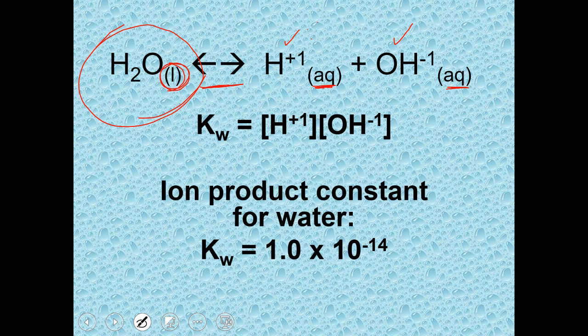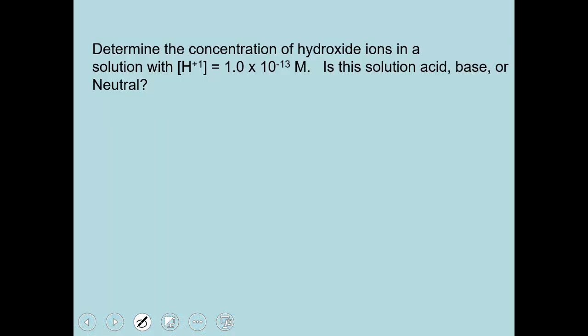And the value is always, at room temperature, 1.0 times 10 to the negative 14. Remember, it's a constant. It is always the same at any given temperature, which was proven by Guldberg and Waage. We talked about that in the last unit when we talked about equilibrium. So this gives us an equation that we can use to solve problems, and let's give that a try.